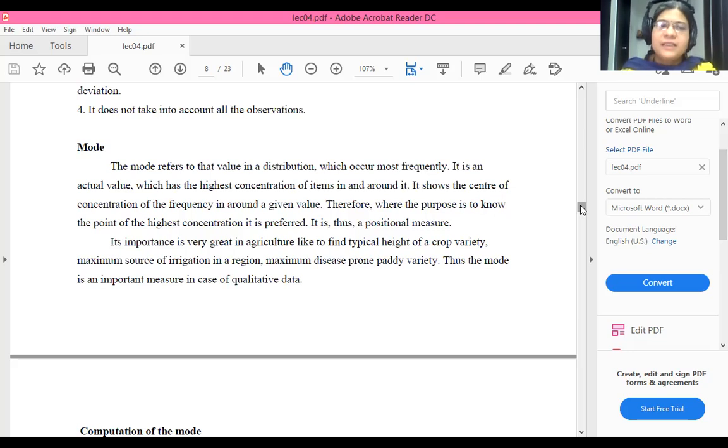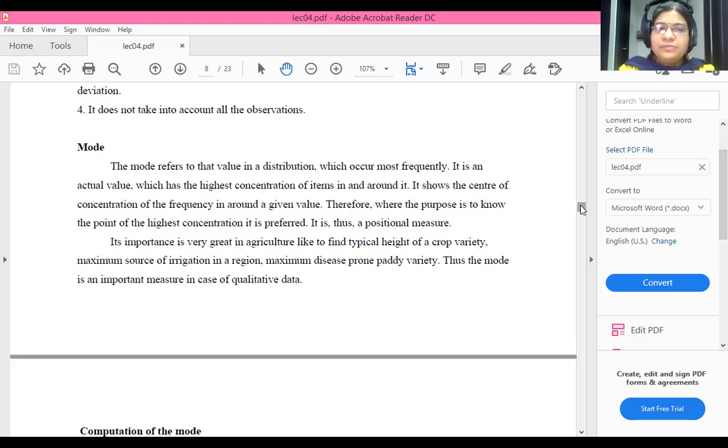Now we will see the mode. The mode refers to that value in the distribution which occurs most frequently. It is an actual value which has the highest concentration of items in and around it. It shows the center of concentration of frequency around a given value. Therefore, where the purpose is to know the point of highest concentration, it is preferred. It is thus a positional measure.